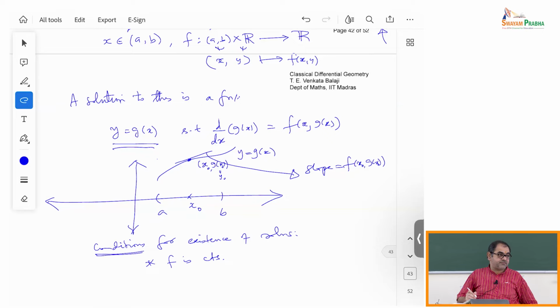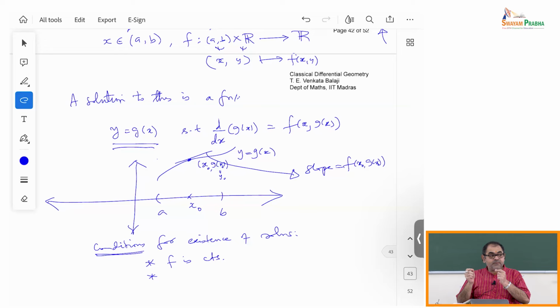So we are looking at a very nice situation. You can have discontinuous solutions and all that, but we are looking at a nice kind of situation because geometrically we want a nice curve. So f is continuous. These are sufficient conditions. I'm not saying they are necessary conditions. These are the conditions that are usually assumed when you try to solve such a differential equation.